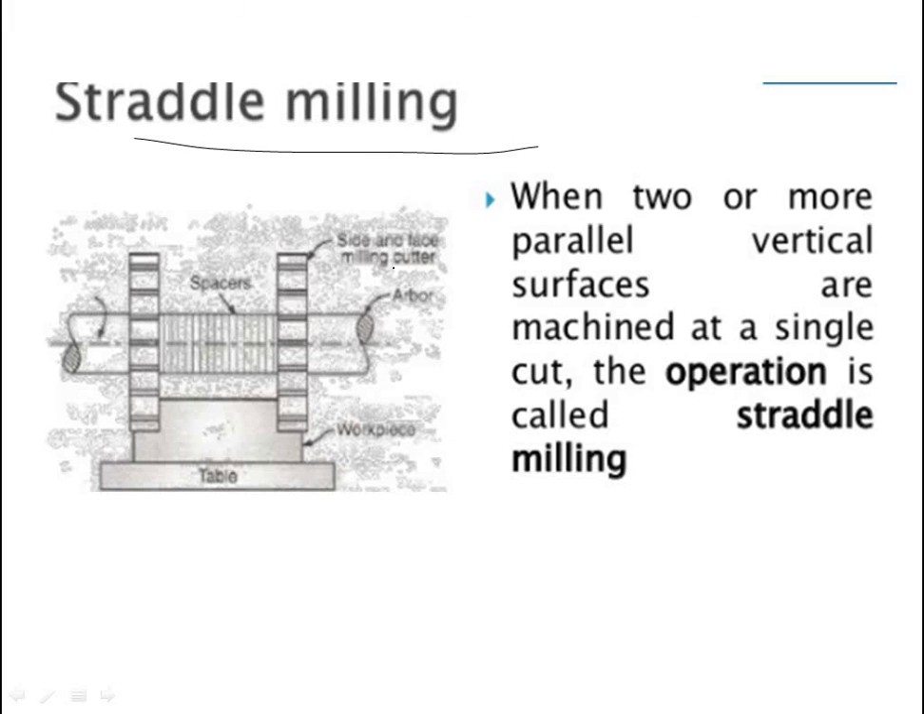Next one will be straddle milling. When two or more parallel vertical surfaces are machined at a single cut, the operation is called straddle milling. Two or more parallel vertical surfaces are machined at a single cut. So the operation is known as straddle milling.